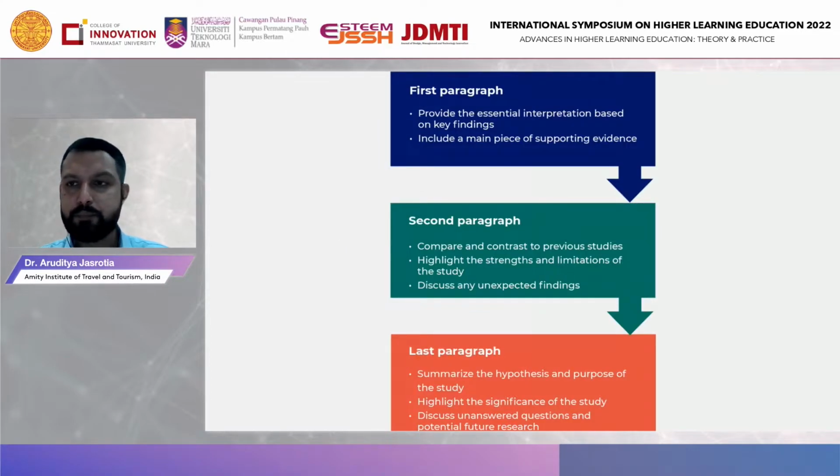So the first paragraph is the introductory paragraph. Provide the essential interpretation based on key findings. The first thing you should do is write down the interpretation of your findings. What is the meaning of your results or findings? Include a main piece of supporting evidence. There should be some supporting evidence which supports your findings, meaning you found out what, through what. So give evidence, give support for your findings.